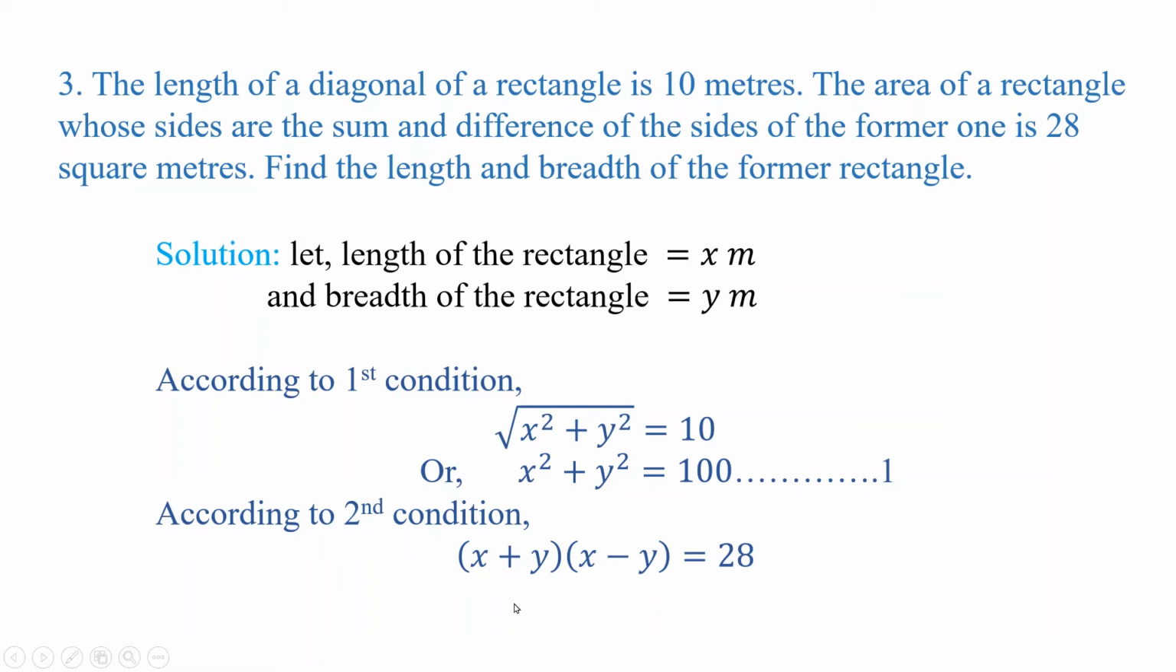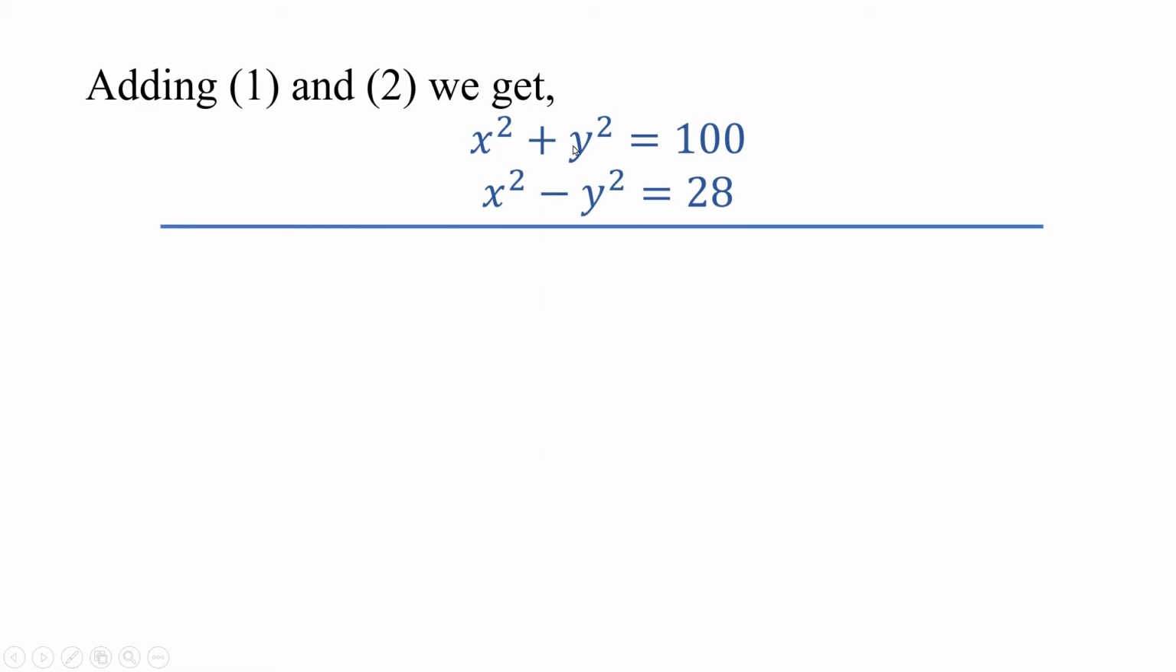Now, applying the formula of a plus b into a minus b, you get x square minus y square is equal to 28. And mark this equation as 2. We can easily solve this type of equation using elimination method. Adding 1 and 2, we get, cancelling y square, 2x square is equal to 128, and dividing by 2 on both sides, you get x square is equal to 64.